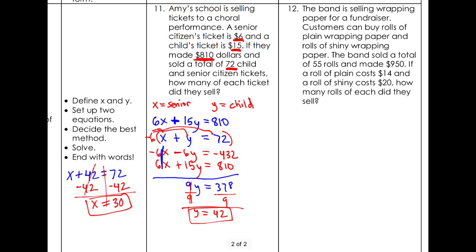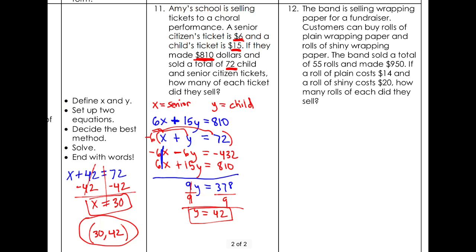So our solution, x is on the left side, 30, number 42 is our solution. And that's number 11. I guess I could say, so we sold 30 senior tickets and 42 child tickets, just to throw it into perspective there.